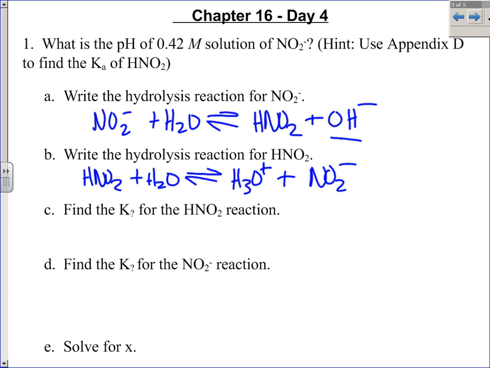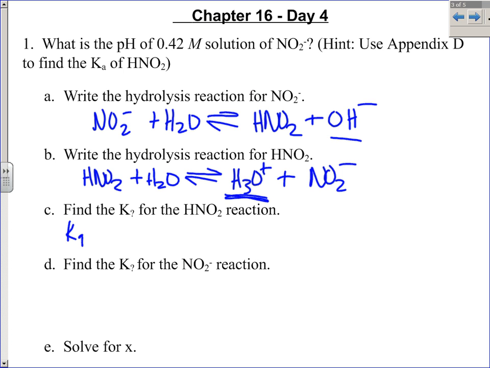Now it says, find the K blank for the HNO2 reaction. Well, notice I was making H3O plus, and this is an acid. So what it's really asking me for is, what is the Ka of this particular weak acid? So that's really what I'm looking at here, is the Ka.